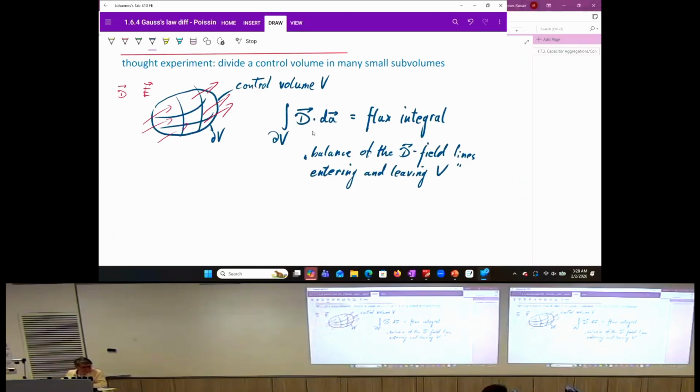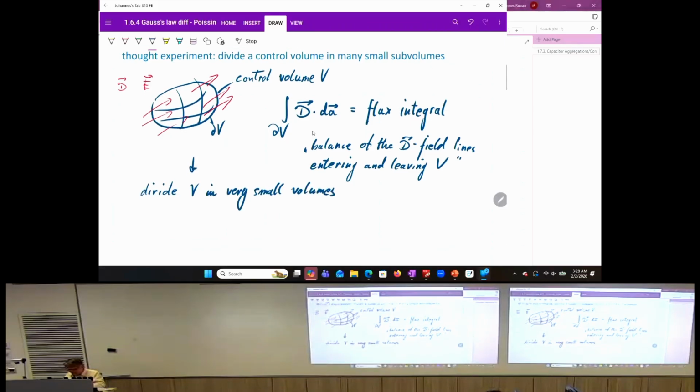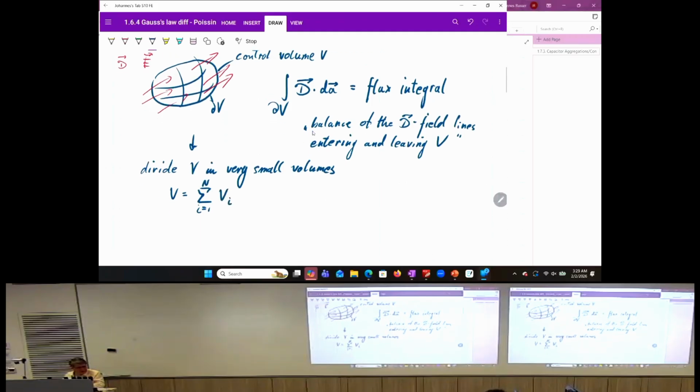So what you can do now is to take this control volume and divide it up into very small volumes. So we have our V, and we divide it into a multitude, let's say i from 1 to n, of small volumes V sub i. And for each of these small volumes, you also have some field lines entering and exiting.